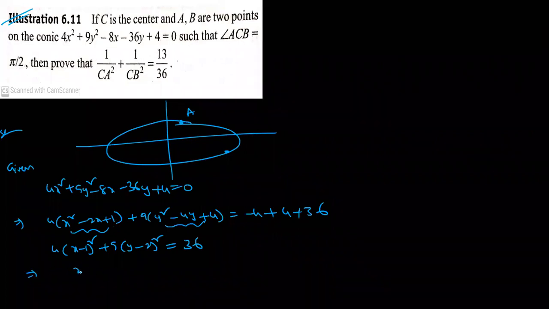Now, x minus 1 whole square by 9, y minus 2 whole square by 4 is equal to 1. What format is coming? Which type of conic? Ellipse, and A is greater than B. Fine.